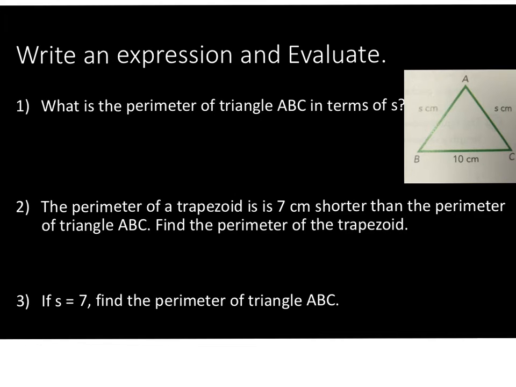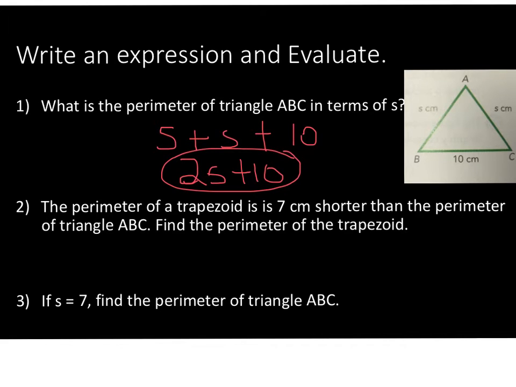It says, what is the perimeter of triangle ABC in terms of S? So if we're looking over here at the picture, we have triangle ABC. And we can see from A to B is S centimeters. And to find perimeter, we have to add. So we're going to add. Then we've got another S centimeters. And then from B to C, we have 10 centimeters. So again, I'm going to simplify this, and I'm going to make this 2S plus 10. So our perimeter is 2S plus 10.